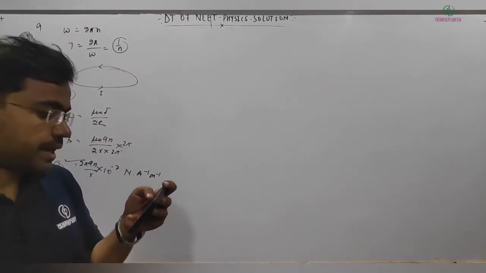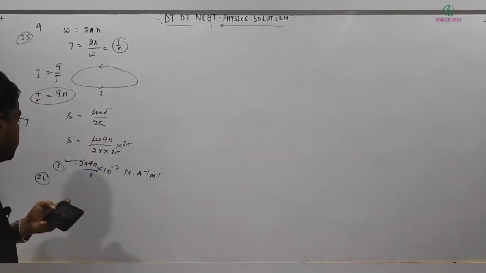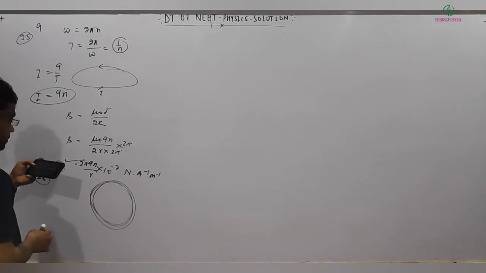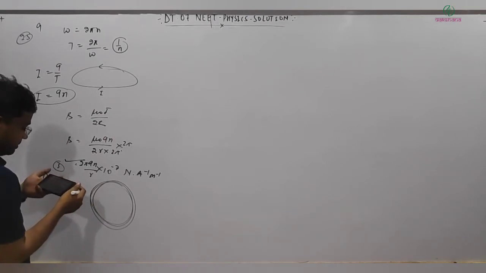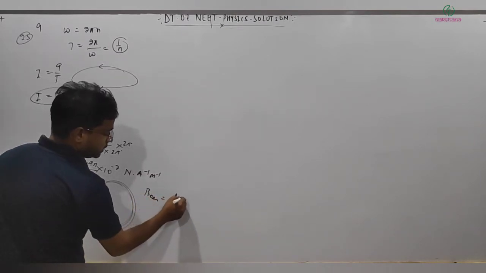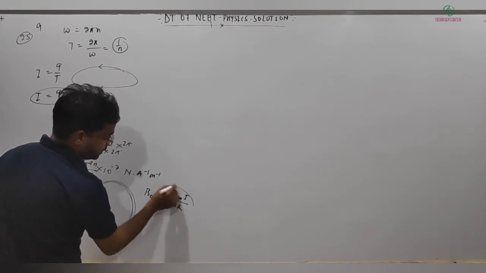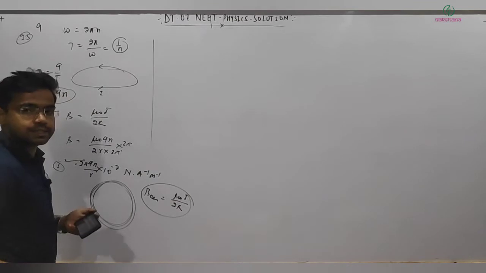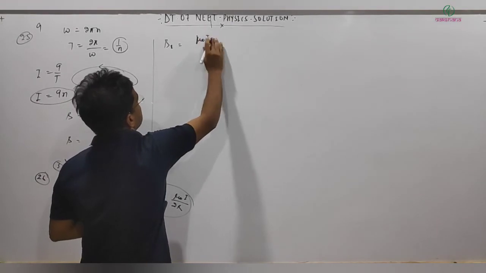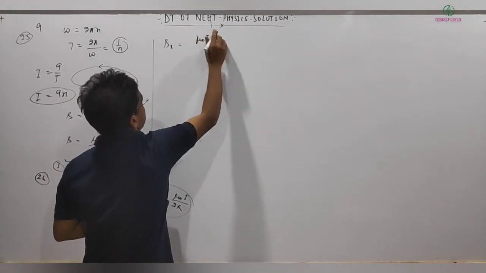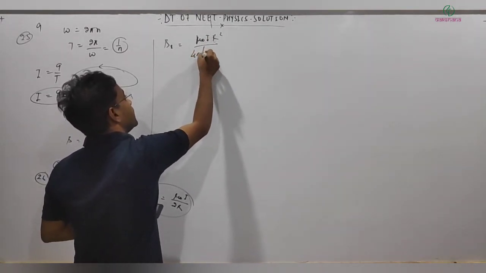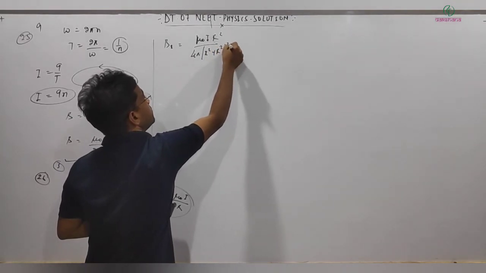A circular current carrying coil has radius R. The distance from the center of the coil on the axis where the magnetic induction will be 1/8 of its value at the center. So B at center can be written as mu naught into I by 2R if R is the radius, and at distance x from the center, B at x is equal to mu naught into I into R square divided by 2 times x square plus R square power 3 by 2.